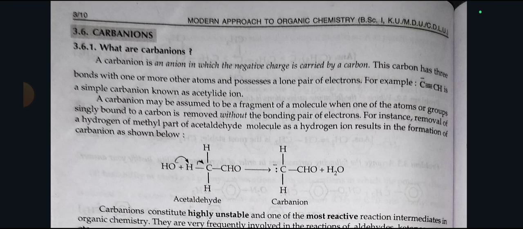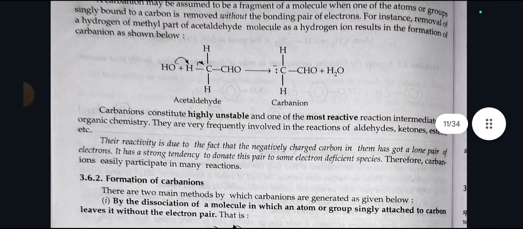A carbanion may be assumed to be a fragment of a molecule when one of the atoms or groups singly bonded to a carbon is removed without the bond pair of electrons. For instance, removal of a hydrogen of the methyl part of an acetaldehyde molecule as a hydrogen ion results in the formation of a carbanion as shown below. OH− + CH3CHO gives −CH2CHO + H2O, the carbanion.